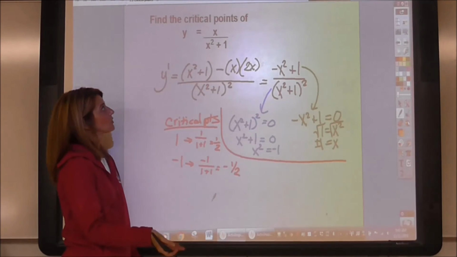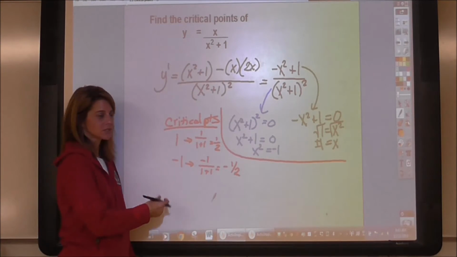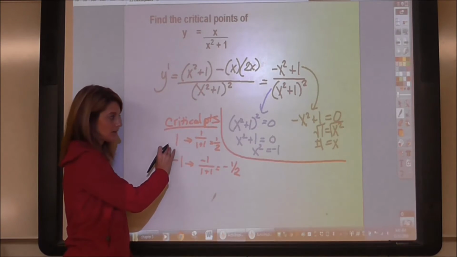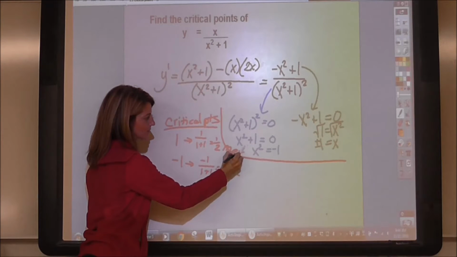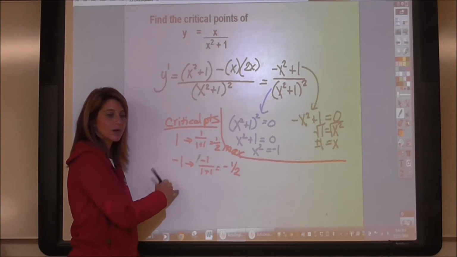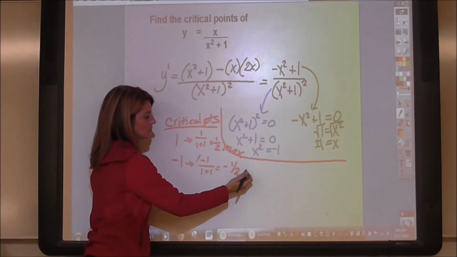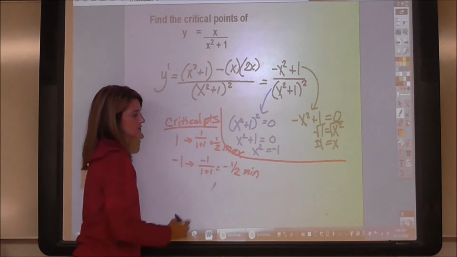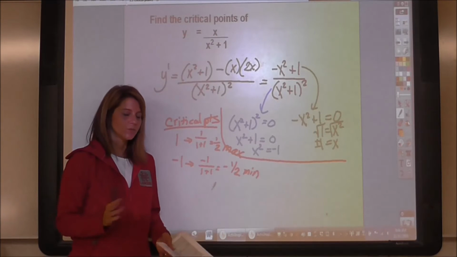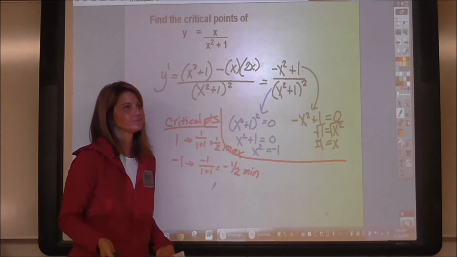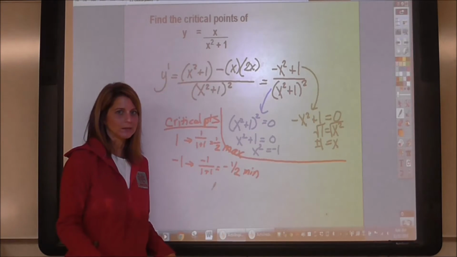And it says find the critical points. Well, these are our critical points. And I know that at 1, I have a 1/2, so there is my maximum. I'm going to go write max right there. And at negative 1, I have a minimum of negative 1/2. So I have maximum and minimum values and I have the points. So whichever way they ask me, I'm fine. Hopefully that wasn't too bad. Okay.